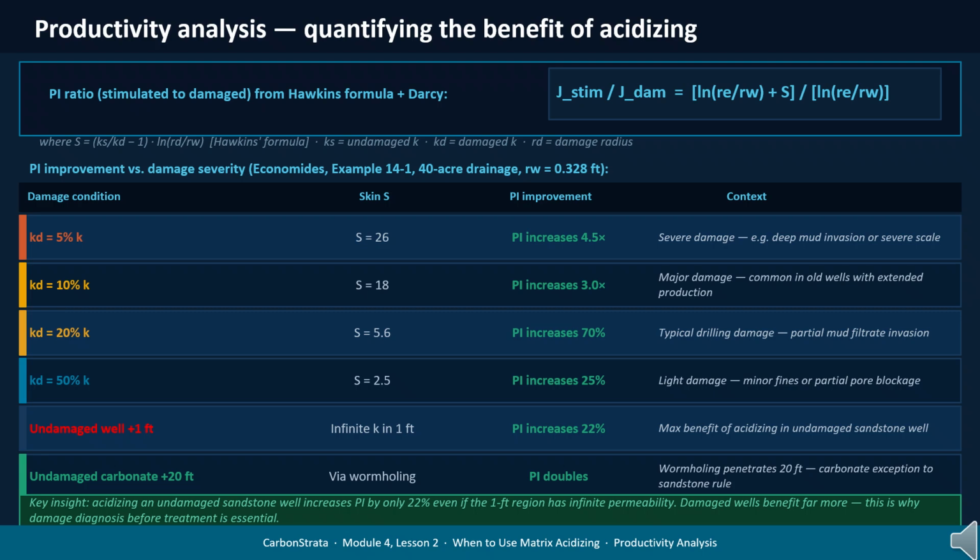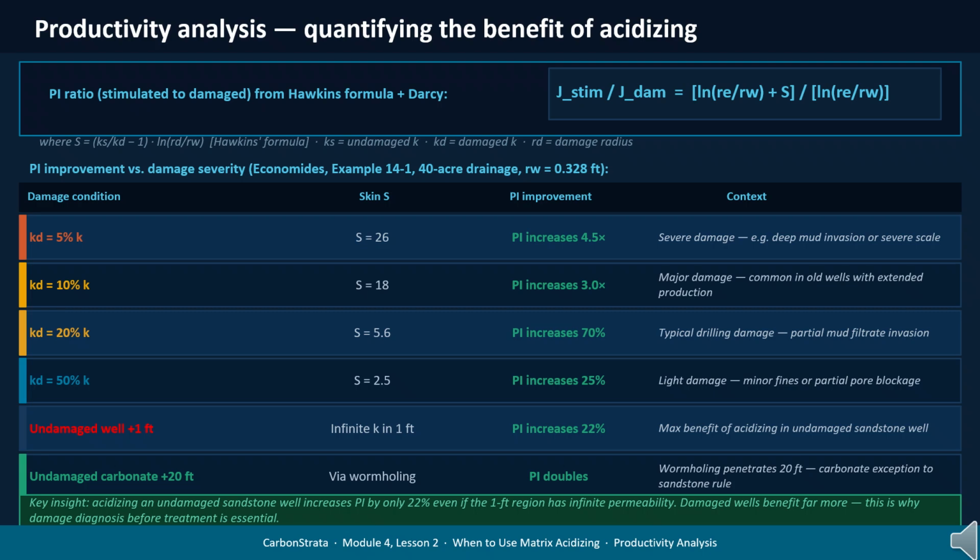Now go to the table. Do not read across all rows. Compare extremes. Top row. Severe damage. Skin is 26. PI increases 4.5 times. That tells you immediately. Performance was controlled completely by near-wellbore damage. Now move 1 step down. Skin 18. Still large gain. Then typical drilling damage. Skin around 5 to 6. Now improvement drops to about 70%. Still important, but no longer dominant.